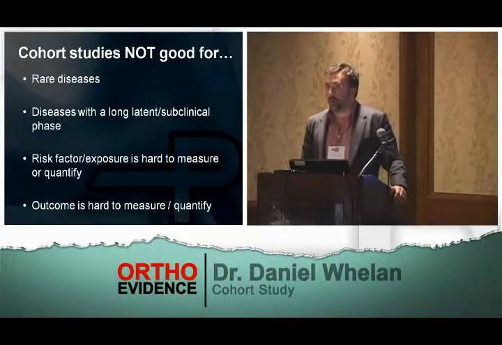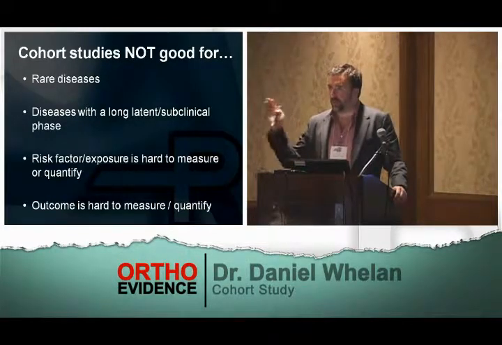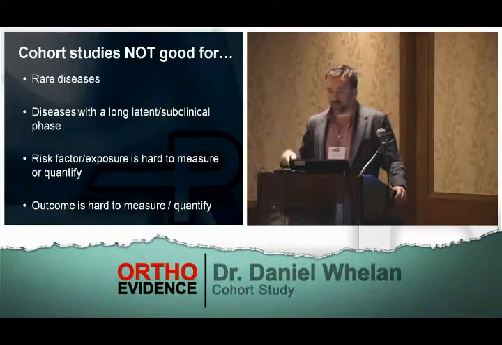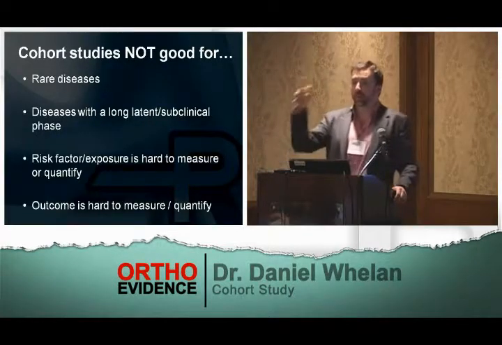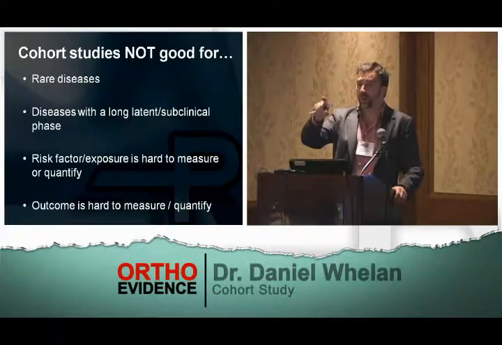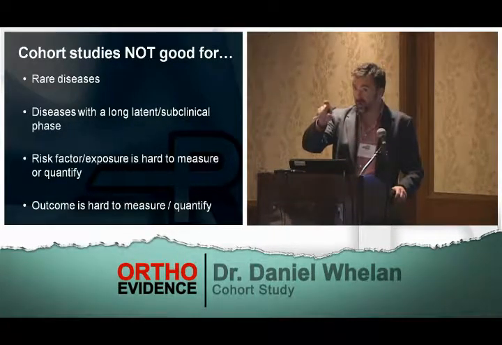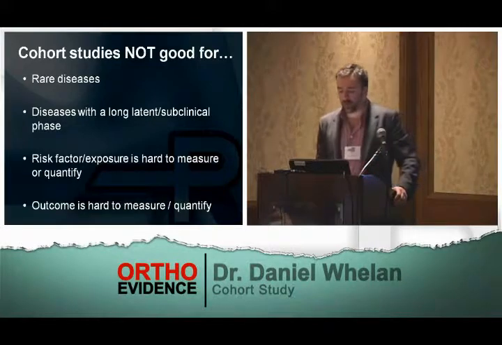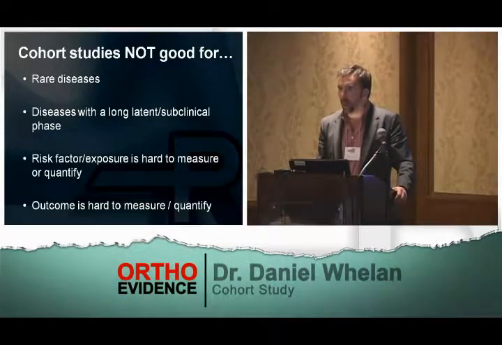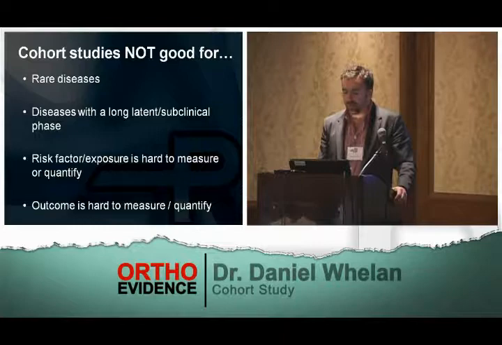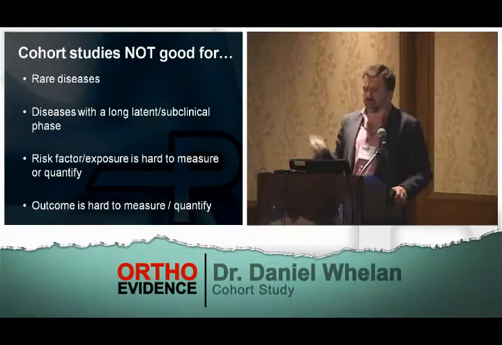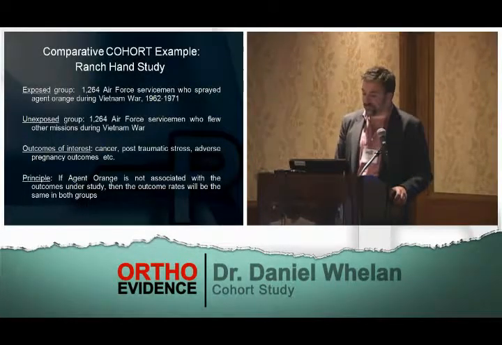Cohort studies are not good for rare diseases because you want to have some events at the end of the day. You don't want to be scouring for events that might change the outcome of your study. Diseases with a long latent or subclinical phase are not good. And the reason for that is when you identify the cohort, you want to make sure they don't have the disease. If the disease has a long latent or subclinical phase, they may have it, you don't know it. Risk factor exposure is hard to measure, quantify. You want things that are fairly easy to test for, and the outcome is hard to measure. You want diseases that are easy to figure out at the end of the day as well.